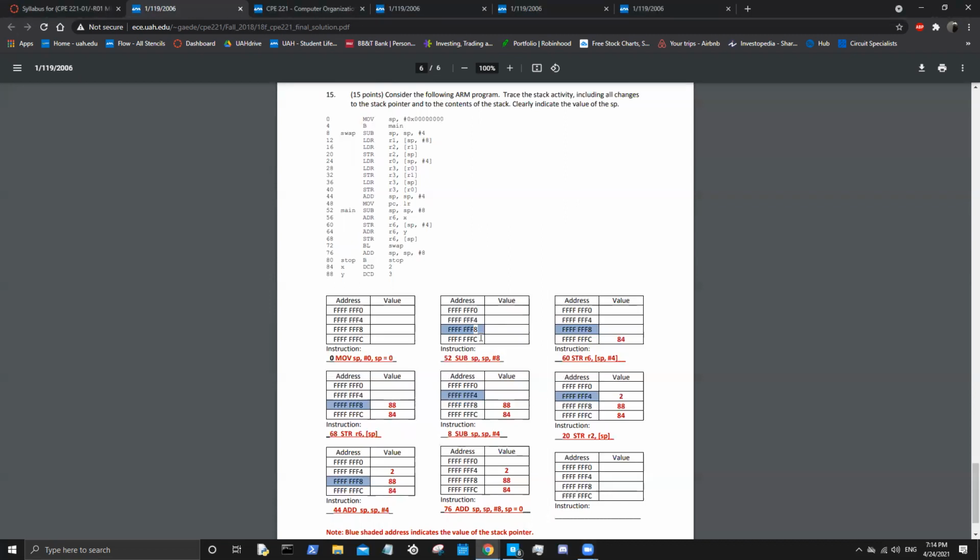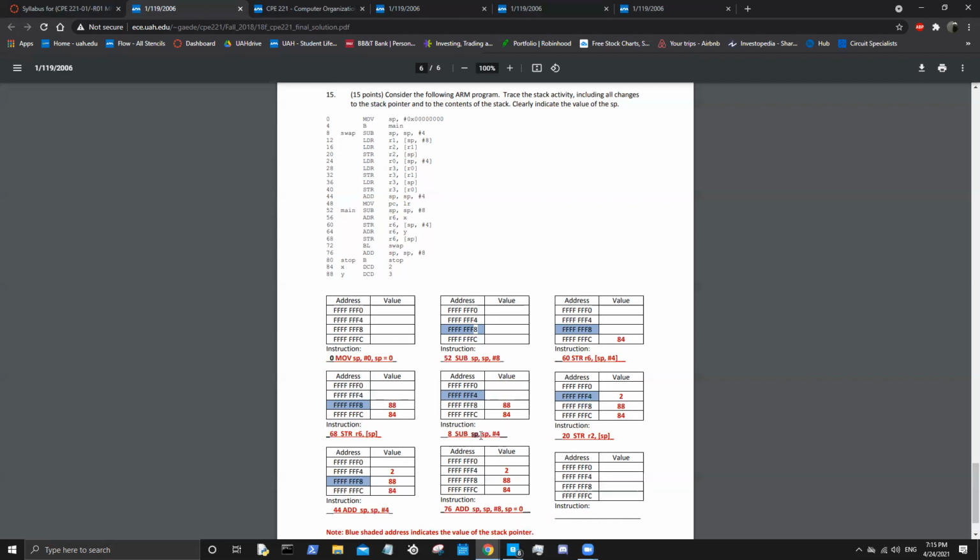Next command is line 60, which is after that sub, which is down here, which is a store command. Activating the store command shoves the contents of R6 into the stack pointer plus 4, which means if you are currently here, you go to the higher address, which is 4 entries higher, and you go right here. And that's where you put it. Now, the next line, 68, is storing exactly at the stack pointer. So you don't move it, you just shove it where it is currently.